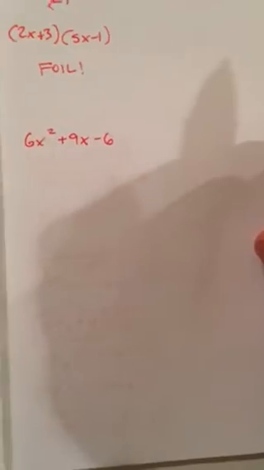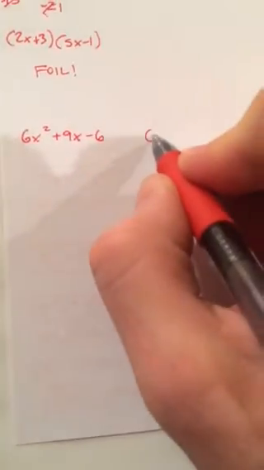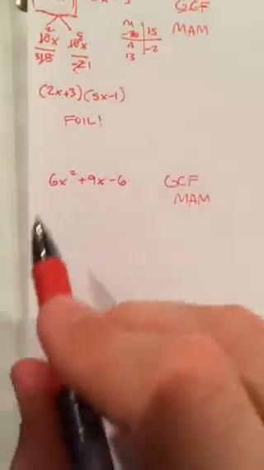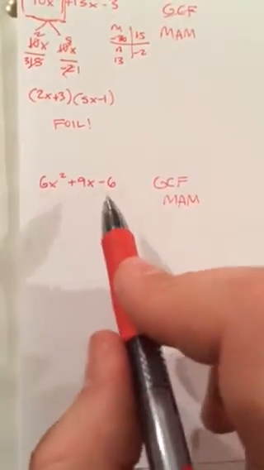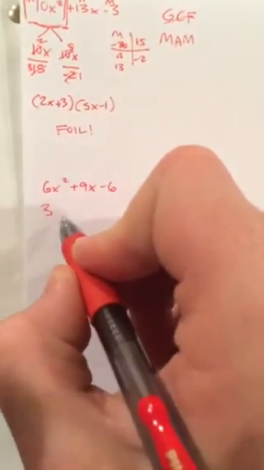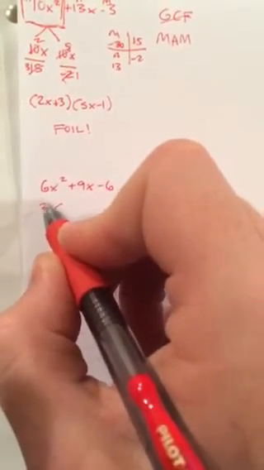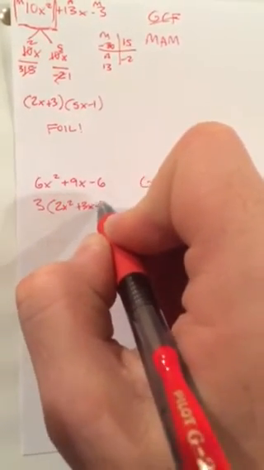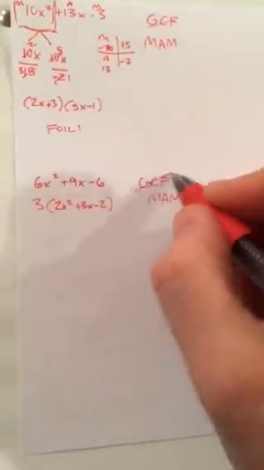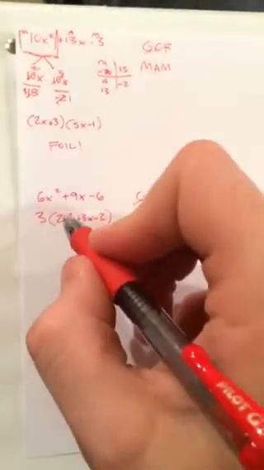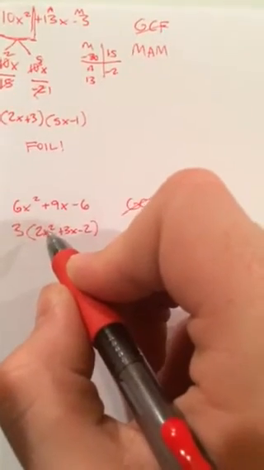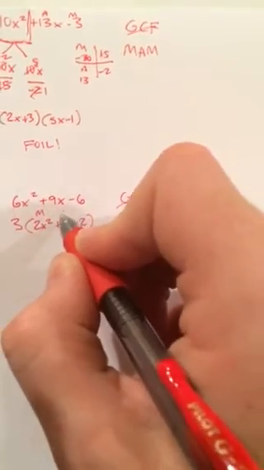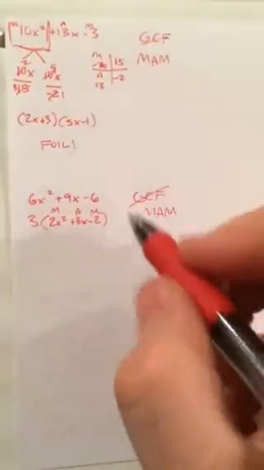If you look at the second one though, again, always check for a GCF and try to use MAM. You are going to find a GCF of 6x squared plus 9x minus 6. And that GCF is going to be 3. So once you take the 3 out, you would be left with a 2x squared plus 3x minus 2. Okay, so there is a GCF, but we still have to try to use MAM. And we're going to use MAM on that quadratic expression that remains, just this part inside the parentheses. So this is M, this is A, and this is M.